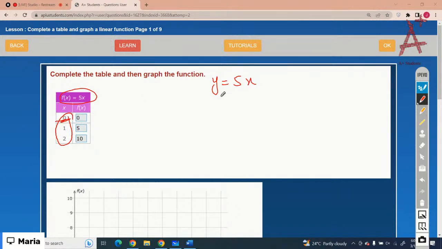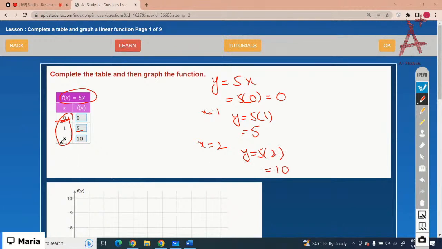First one is x is 0. Just replace the x with 0. 5 times 0 is 0. Got it? That means when x is 0, y is 0. Replace the x with 1. It would be y equals 5 times 1. And 5 times 1 is 5. X is 1, y is 5. Got it? When x is 2, y equals 5 times 2. 5 times 2 is 10. Here x is 2, y is 10. That's how you can complete the table. You can substitute the different values of x in the equation and calculate the values of y.